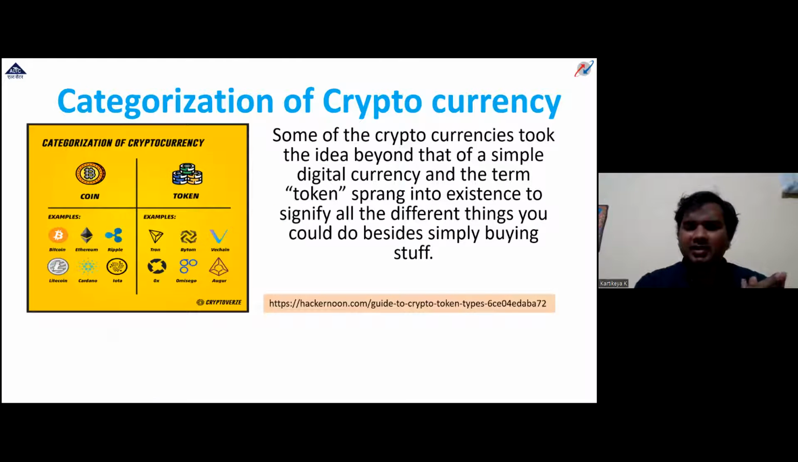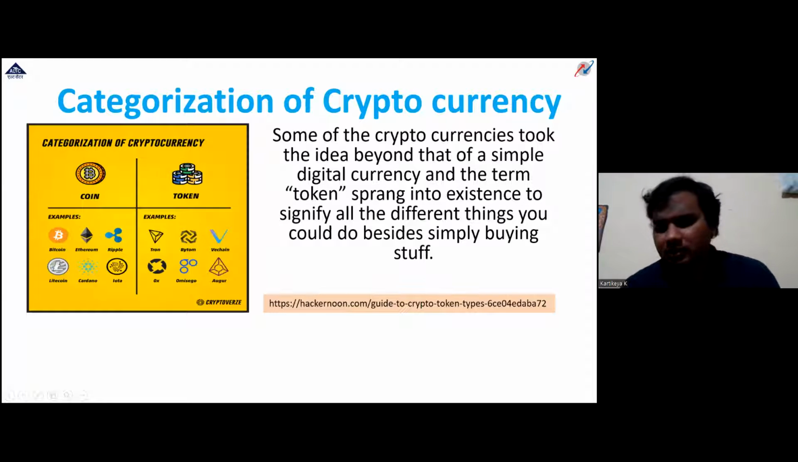So basically, Bitcoin has evolved not only as a cryptocurrency, it has outgrown the concept of currency. Now it has spread to tokens. Some of the cryptocurrencies took the idea beyond the idea of a simple digital currency, and the term token sprang into existence to signify all the different things you could do besides simply buying stuff.